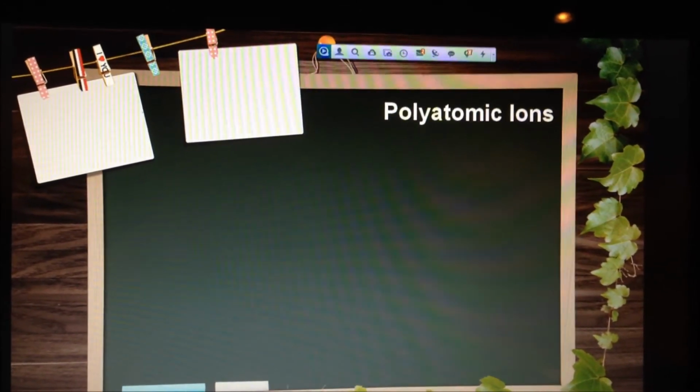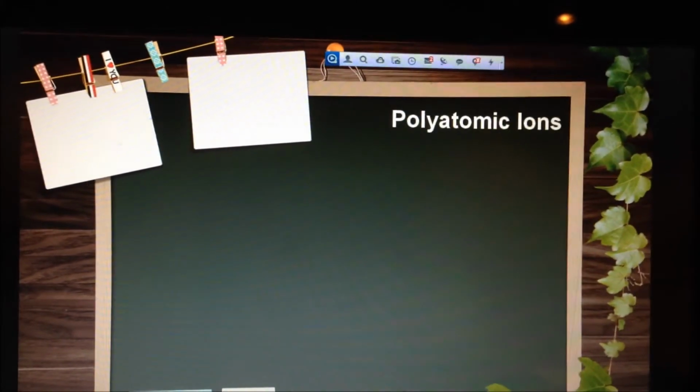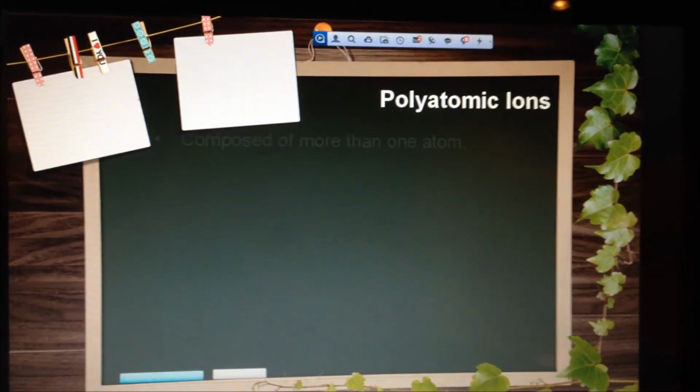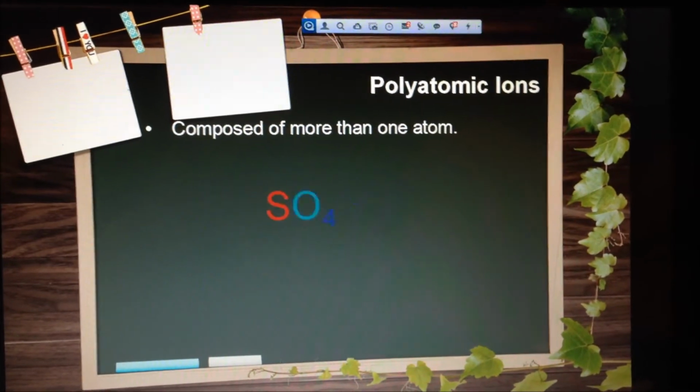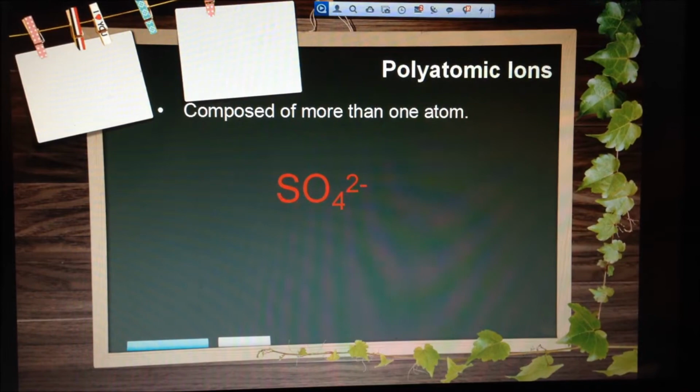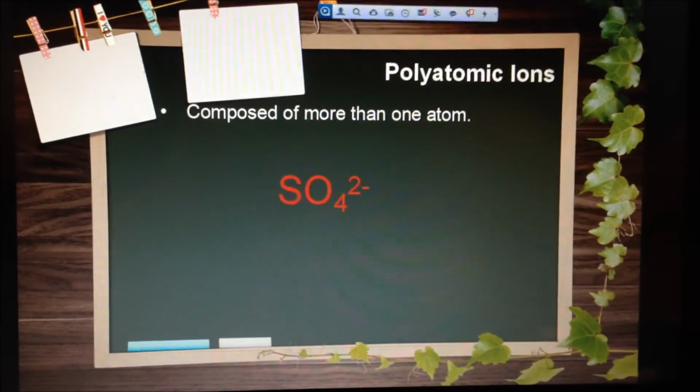Next, polyatomic ions. Poly means more than one, so they are composed of more than one atom. See, the sulfate anion consists of one sulfur atom and 4 oxygen atoms.